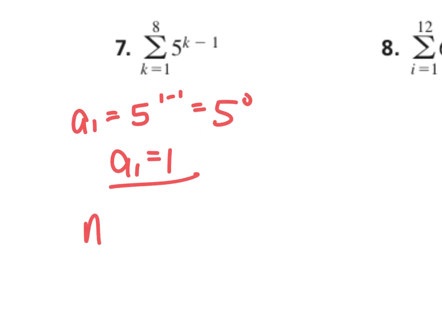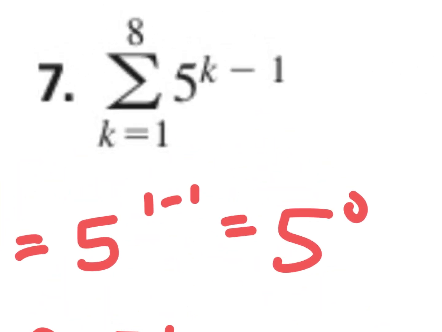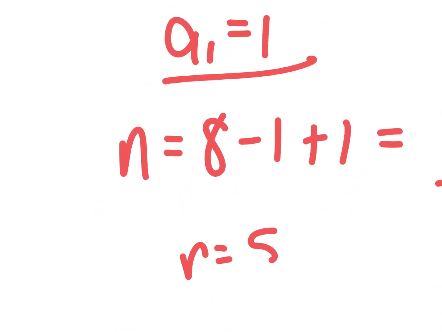Well, how many numbers am I talking about? It's top minus bottom plus 1. How many numbers am I talking about? 8, good. And then what's the last thing I need? The common ratio. What is being multiplied every single time? The 5, good. So your R equals 5.